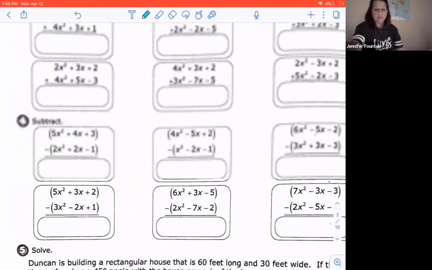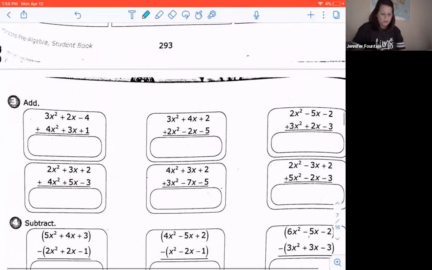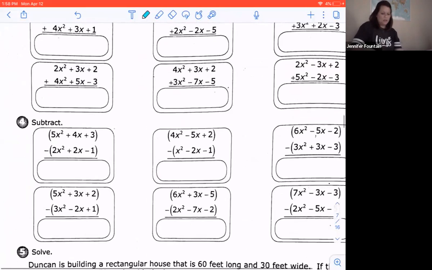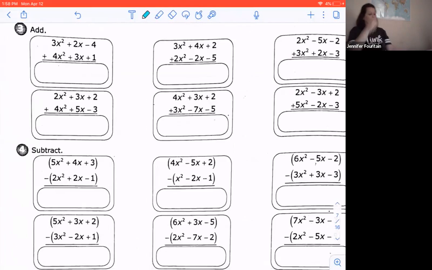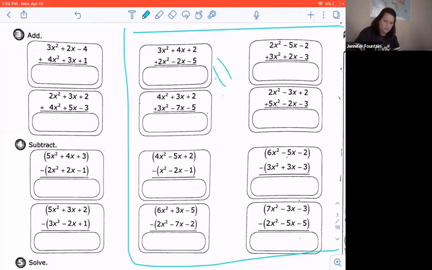Let's check our time, 1:58. Okay. Let's look at page 294, activities 3 and 4. Notice these next ones say to add and subtract. So we're going to do the first two in each column, and then the others will be for homework. So we'll leave these 4 for homework. This will be homework for 12. We'll do these over here together.